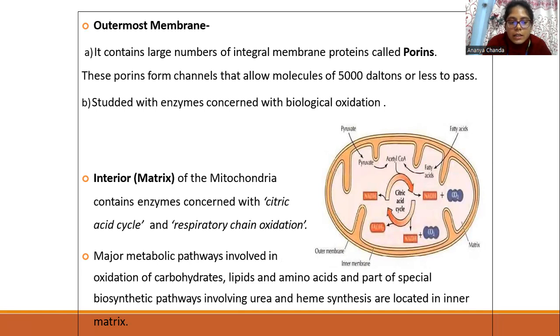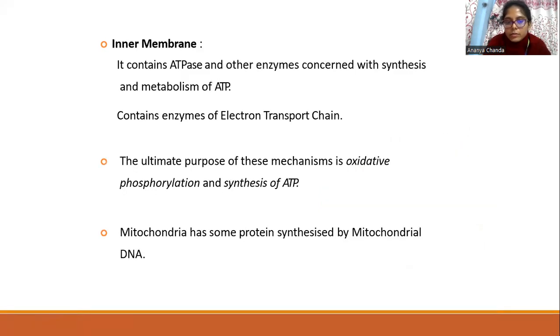Then comes the interior part, that is the matrix of the mitochondria. It contains the enzymes concerned with the citric acid cycle or the respiratory chain oxidation. These are the major metabolic pathways involved in the oxidation of carbohydrates, amino acids, and lipids, and the biosynthetic pathways involving heme synthesis and urea, which are located in the inner matrix.